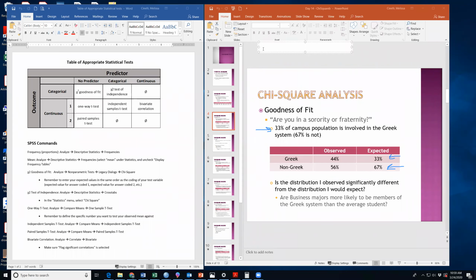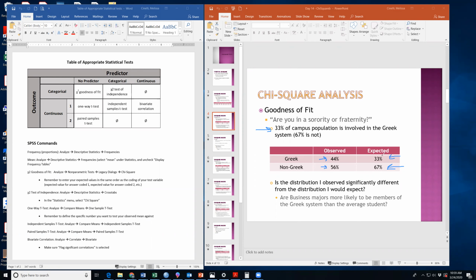we would expect 33% of them to have answered yes to this question and 67% of them to have answered no, right? It's unlikely that we would see exactly 33% saying yes in our sample and exactly 67% saying no in our sample. And in fact, what we do see is that in the data set, 44% of my students said they're Greek and 56% said that they're not.